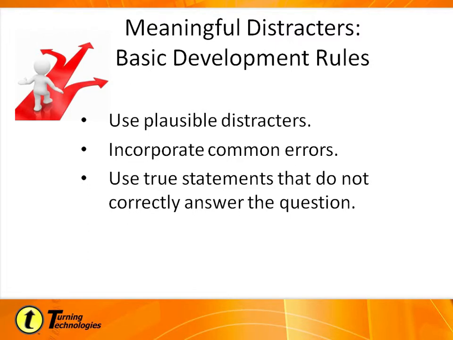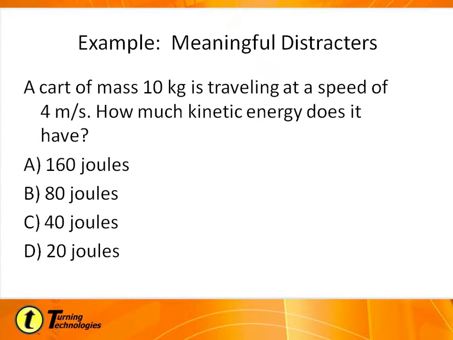So those are just a couple different development rules. But let me just show you a quick example of a meaningful distractor. And I'll be very honest, I don't know any of this information. So a cart of mass 10 kilograms is traveling at a speed of 4 meters, I guess, per second. How much kinetic energy does it have?